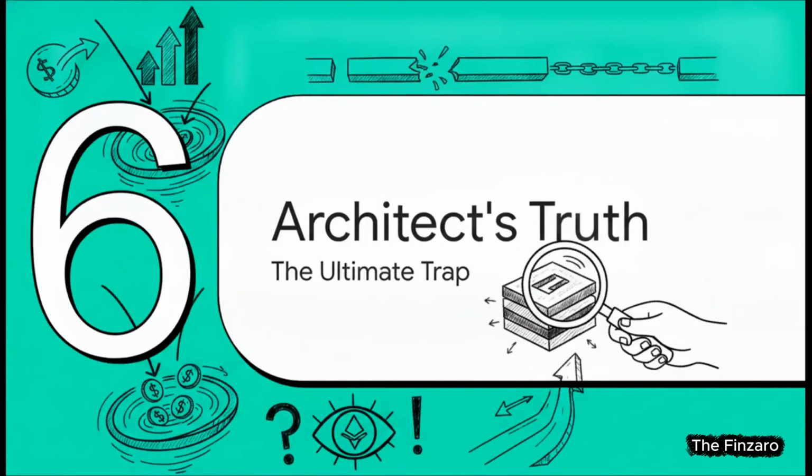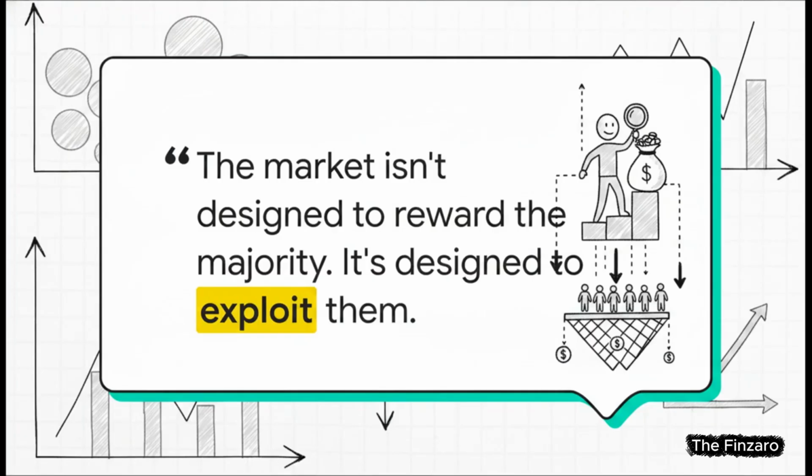Part 6, the architect's truth. Which brings us to a really paradigm-shifting truth. The market isn't designed to reward the majority. It is fundamentally designed to exploit them. The fake breakouts, the stop-loss hunting, those brutal liquidation cascades. It is all meticulously engineered to transfer wealth from the reacting, emotional majority directly to the calculating minority. So the next time you see that absolutely perfect breakout forming, ask yourself, are you actually finding an opportunity, or are you just becoming the liquidity for someone else's trap?